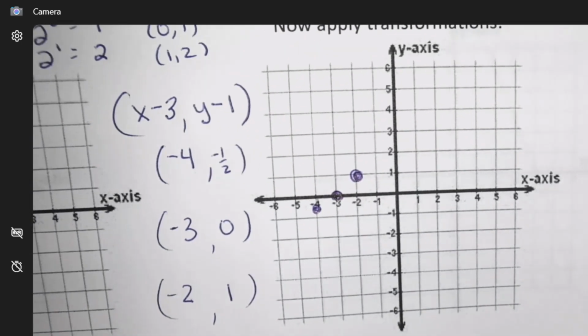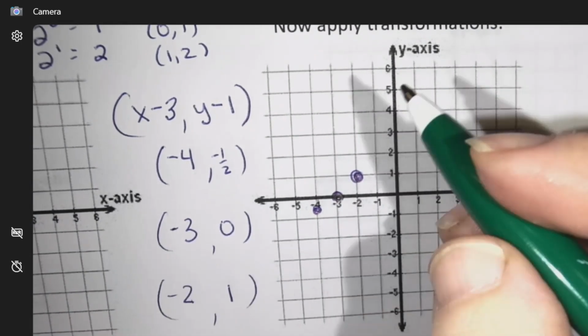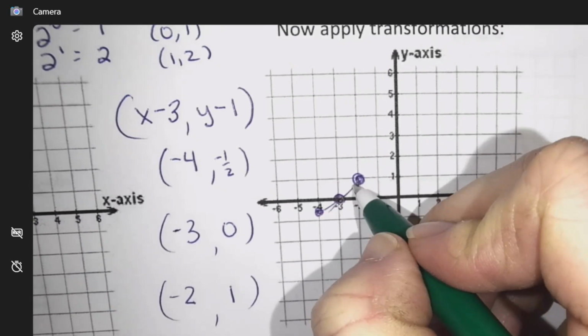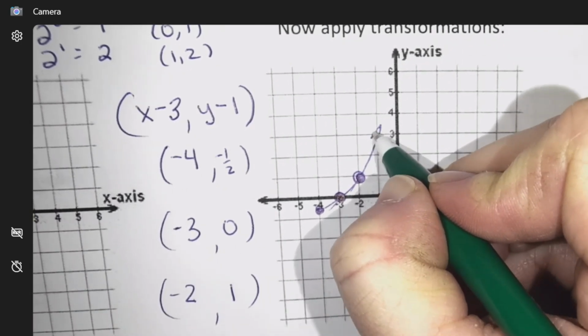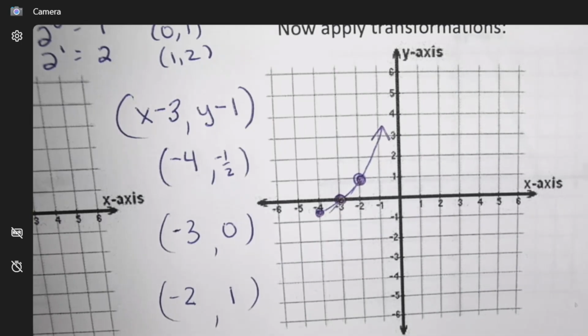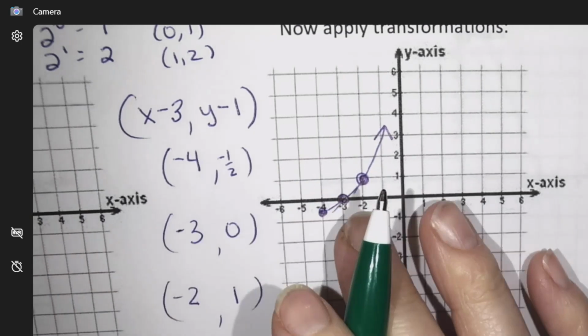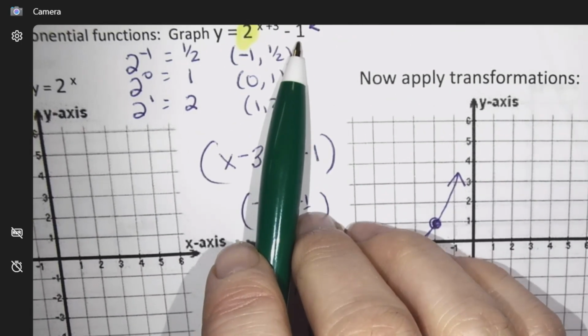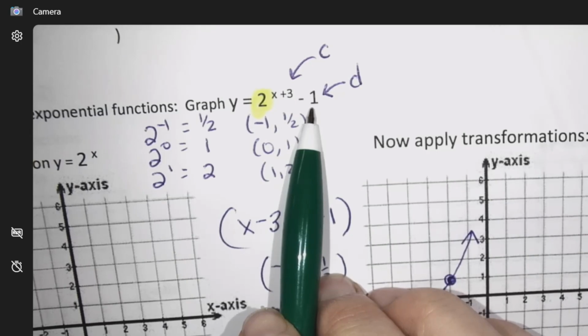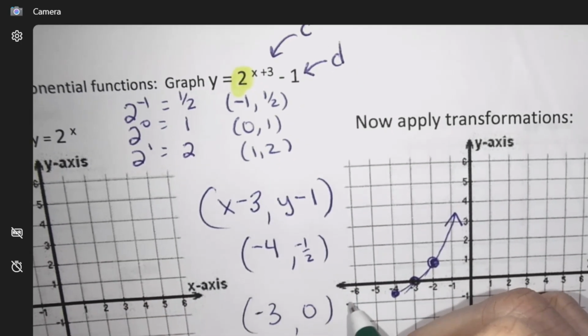And can you get the pattern? So it looks like I'm going to be going up, up, up, up, up. And then, so there's going to be a flattened asymptote. Where is that flattened asymptote going to be? Negative 1, because remember, it would have been at 0, but we went down 1.